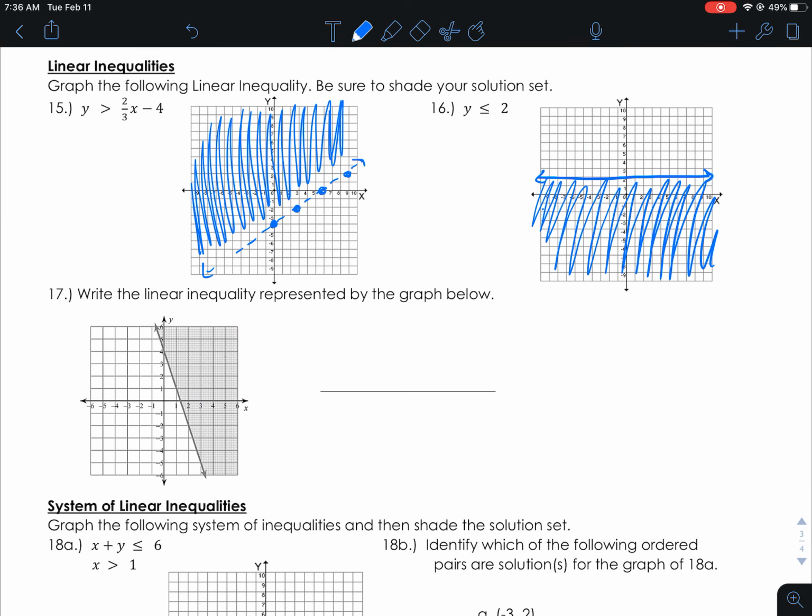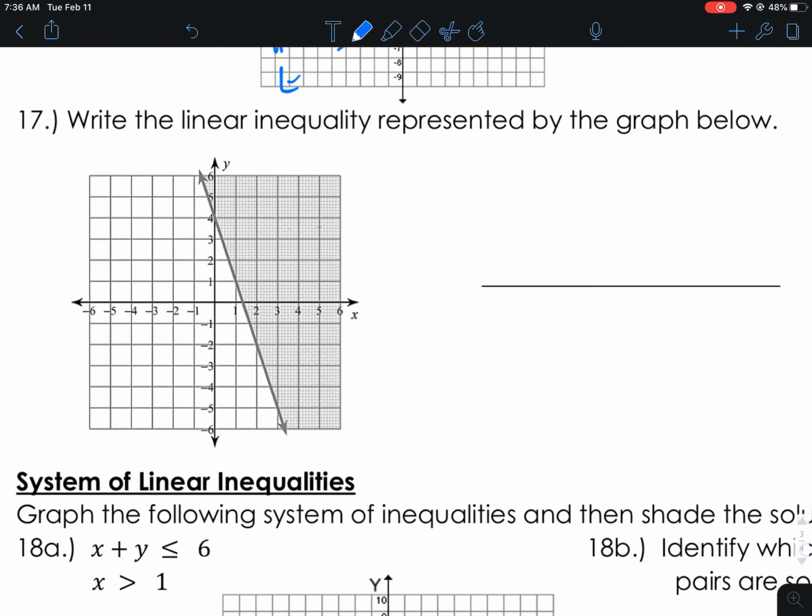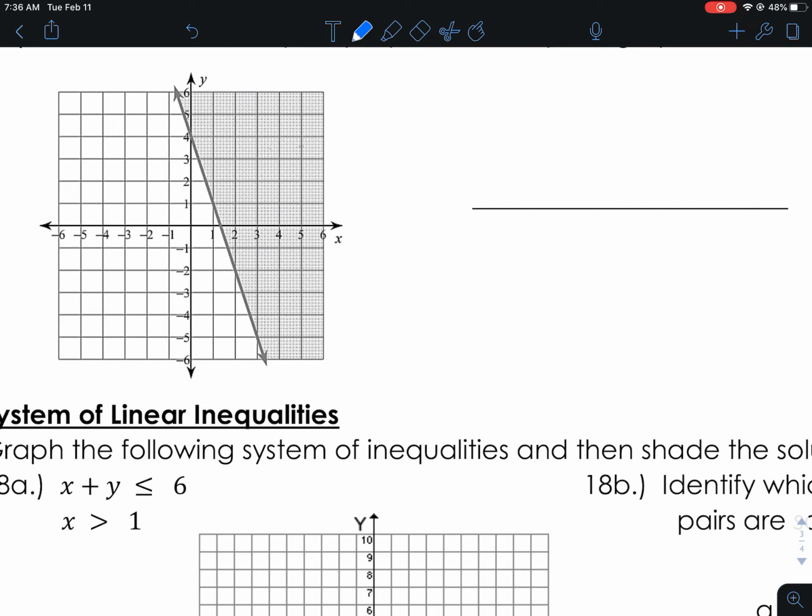All right, writing the inequality. So for this one, I'm just going to write the line first. So these look like two good points. That's a slope of -3, and then plus 4. And it's going to be equal to, because it's a solid line. This one's really steep, so it's kind of hard to tell if it's above or below. But if you look here at the y-intercept, it's shading above it. It's all up there, so that way I know it's greater than.